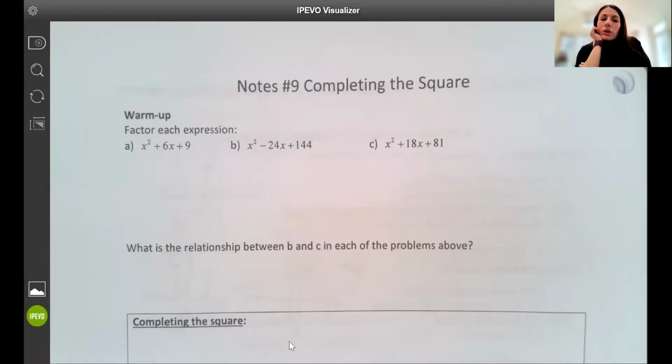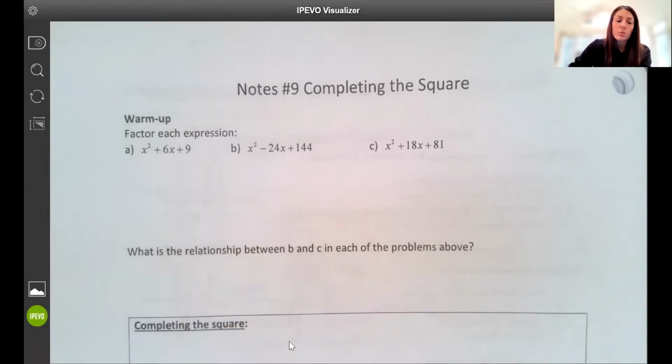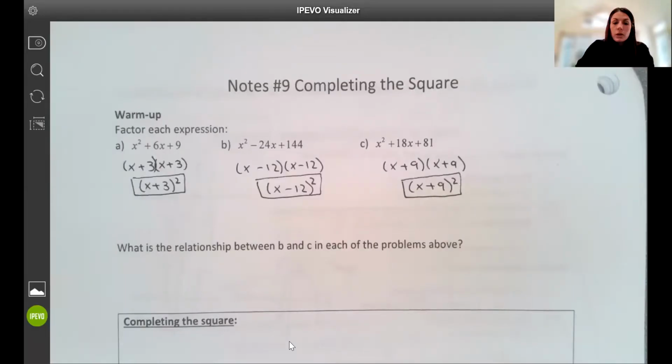Okay, first thing I want you to do today is actually complete the warm-up at the top where those first three problems are. So going back to factoring, it's been a few weeks since we factored. Go through and factor each of these trinomials and then continue the video.